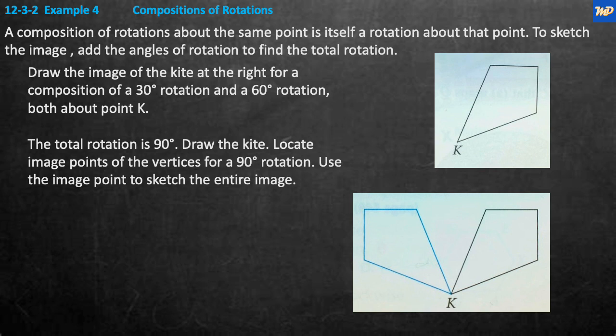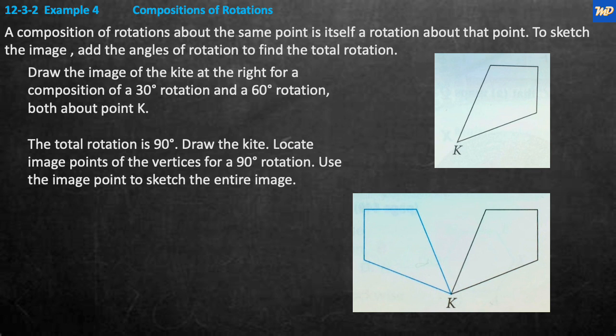A composition of rotations is you rotate an object a certain amount, and then say in this case it's going to be 30 degrees, and then you're going to rotate it again, 60 more degrees. Well, if I move something 30 degrees and then move it 60 degrees, that's the same as rotating it 90 degrees because you add the two together. So it says that right here. It says, draw the image of the kite at the right for the composition of a 30-degree rotation and a 60-degree rotation, both about point K. So the total rotation is, as we just said, 90 degrees.